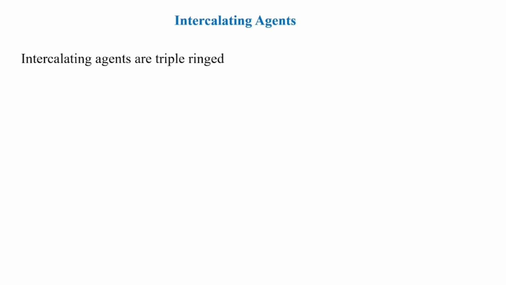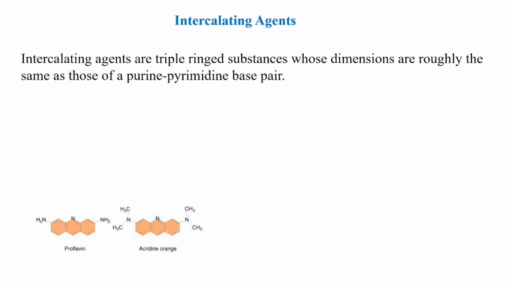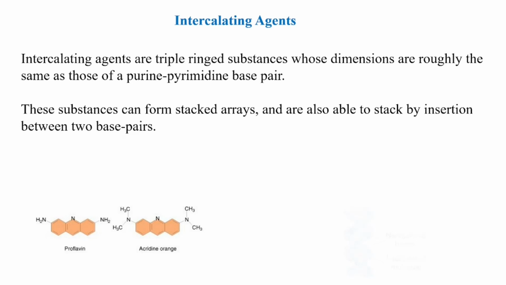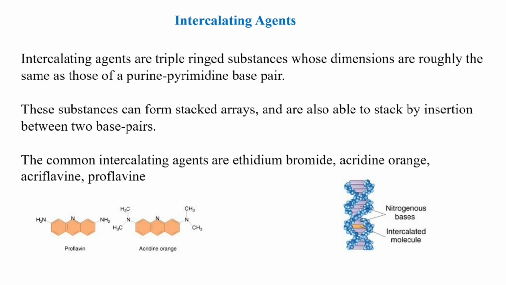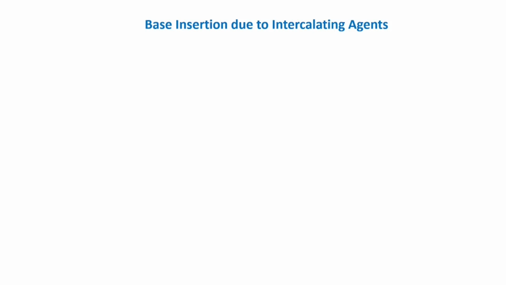Intercalating agents are triple-ringed structures whose dimensions are roughly the same as that of a purine and pyrimidine base pair. In aqueous solutions, these substances form stacked arrays and are also able to stack by insertion between two base pairs. The common intercalating agents are ethidium bromide, acridin orange, acriflavin, and proflavin. Let us now try to figure out how these intercalating agents bring about base insertion.